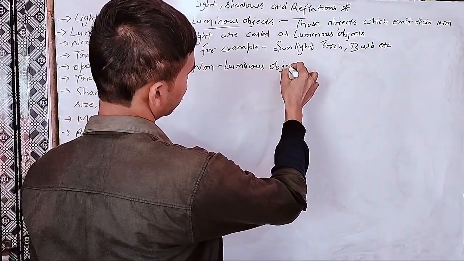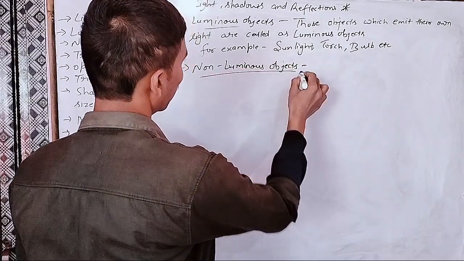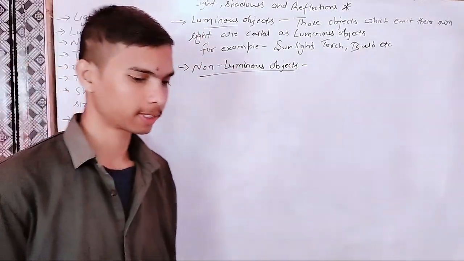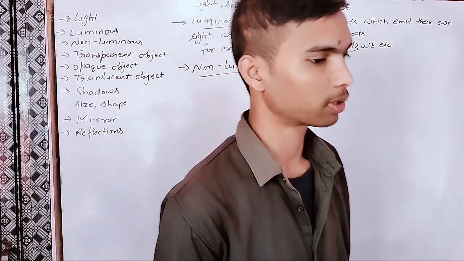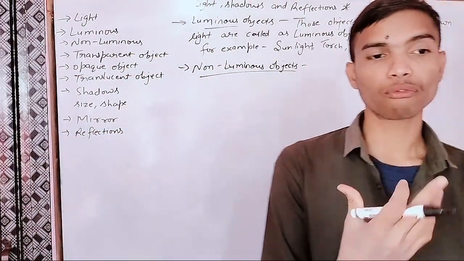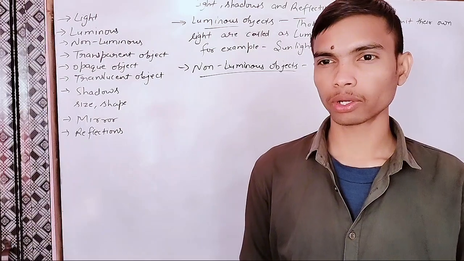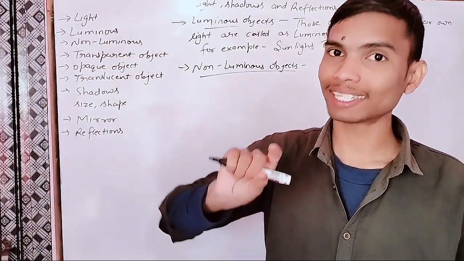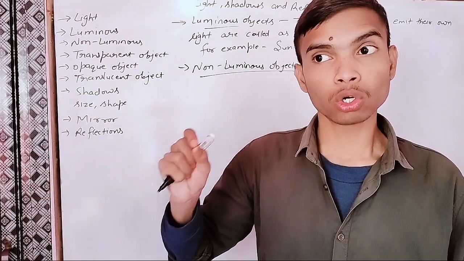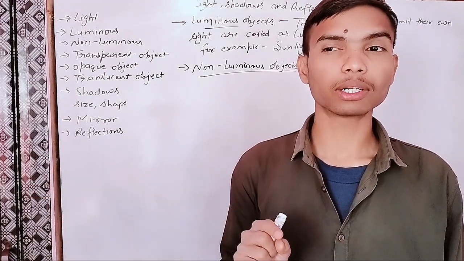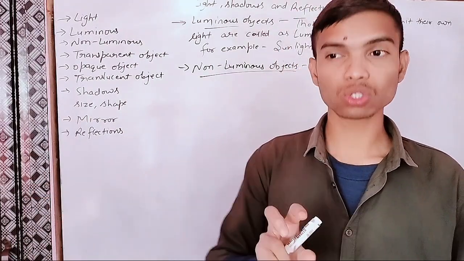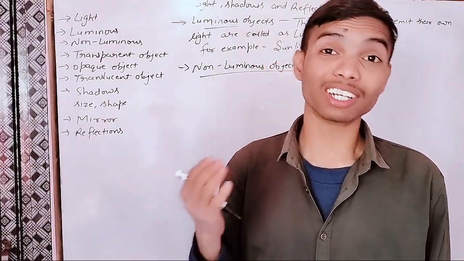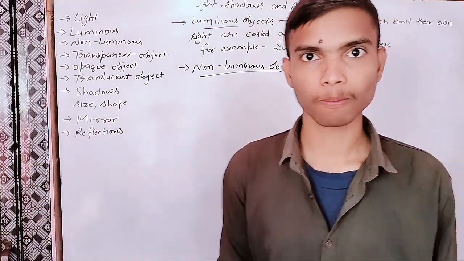Second, we are moving to non-luminous objects. What do you think about non-luminous objects? Most of you already know, we understood luminous objects. Now we are going to understand non-luminous objects. So here we are looking at the opposite. This word is the opposite of luminous object. So of course the definition would be opposite.